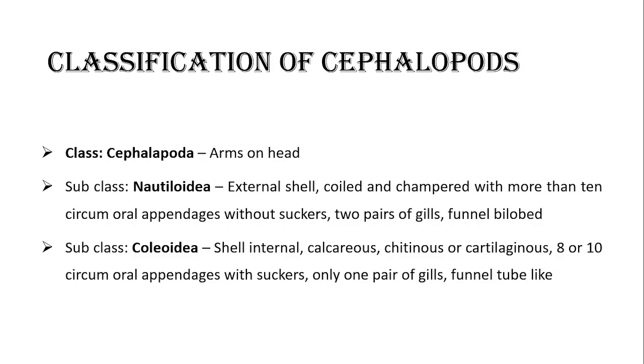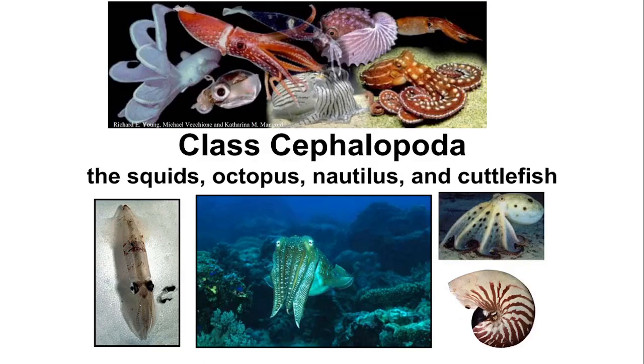The second subclass, Coleoidea, contributes mainly to the production of cephalopod species. Its shells are internal, calcareous and chitinous or cartilaginous in substance, with 8 or 10 circumoral appendages with suckers, only one pair of gills, and a funnel-like tube present.